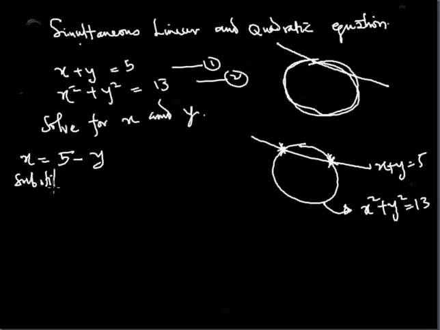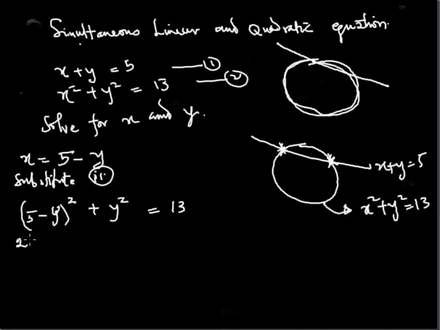That means I make x the subject of the formula and then substitute it into equation 2. Substituting that into equation 2 will give you (5 minus y) raised to the power 2 plus y squared is equal to 13. What this ends up giving you is a quadratic equation, of power 2, and then you can find the roots of y. Now, let's complete this particular example.